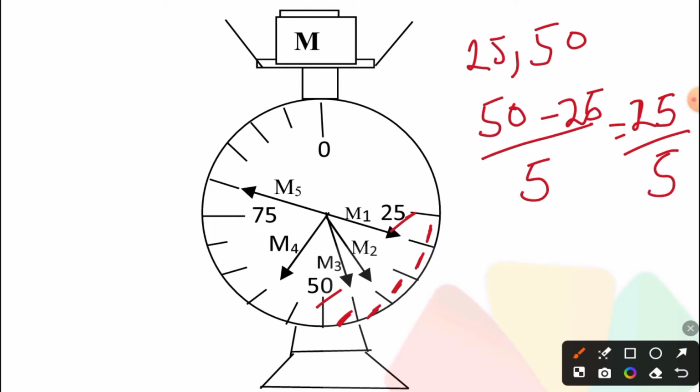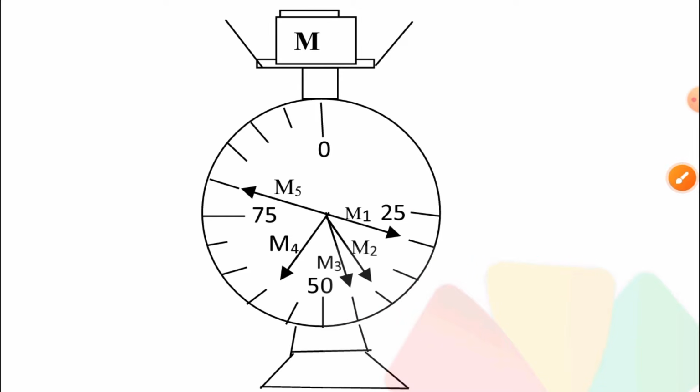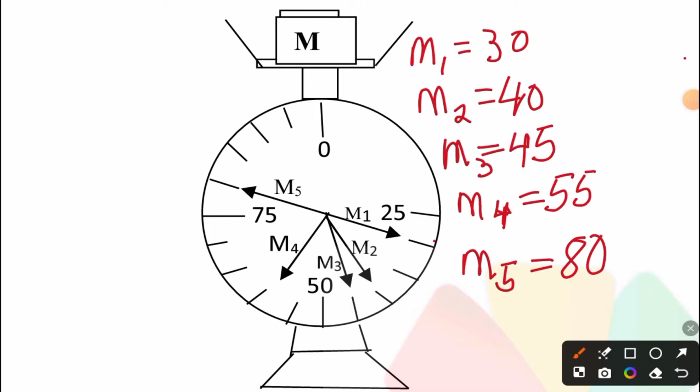So 25 divided by 5 is 5. So it means that for every graduation that is close, you add 5. So this is 25, 30, 35, 40, 45, 50, and so on. So pause the video and then try. If you did everything right, this is what you're supposed to get for the masses.